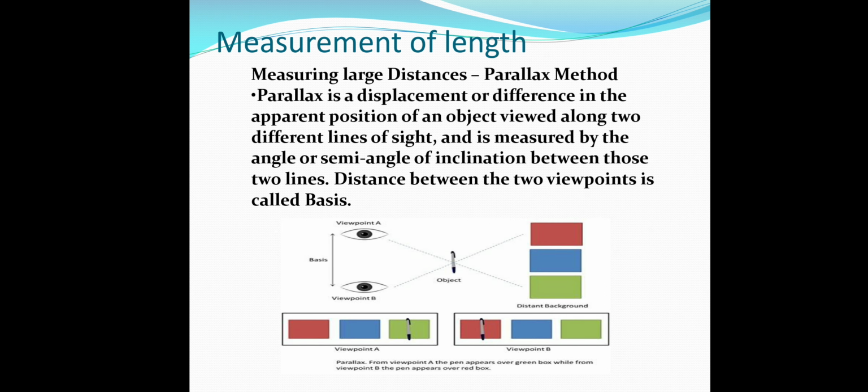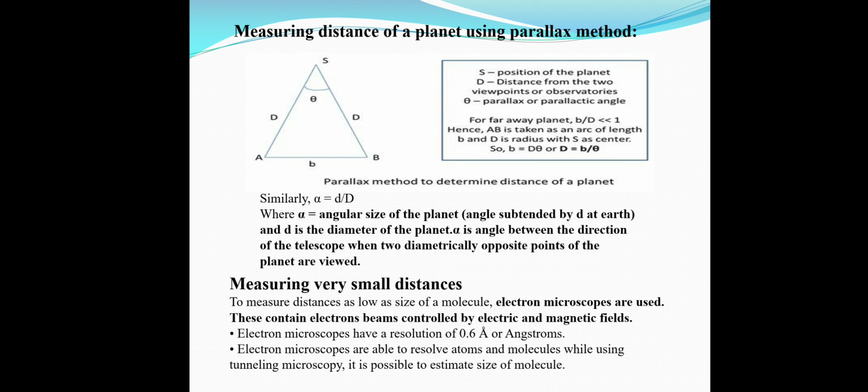Then measurement of length. Measuring large distances: the parallax method. The parallax is the displacement or difference in the apparent position of an object viewed along two different lines of sight, and is measured by the angle or semi-angle of inclination between those two lines, and the distance between these two viewpoints is called the base.